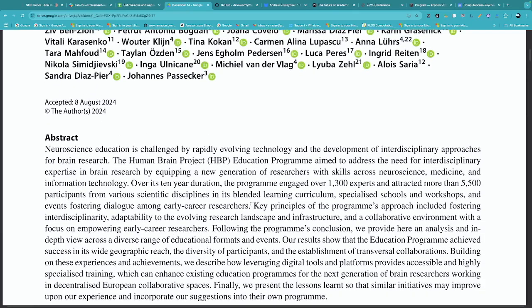So the abstract reads, neuroscience education is challenged by rapidly evolving technology and the development of interdisciplinary approaches for brain research. The Human Brain Project, or HBP, education program aimed to address the need for interdisciplinary expertise in brain research by equipping a new generation of researchers with skills across neuroscience, medicine, and information technology.